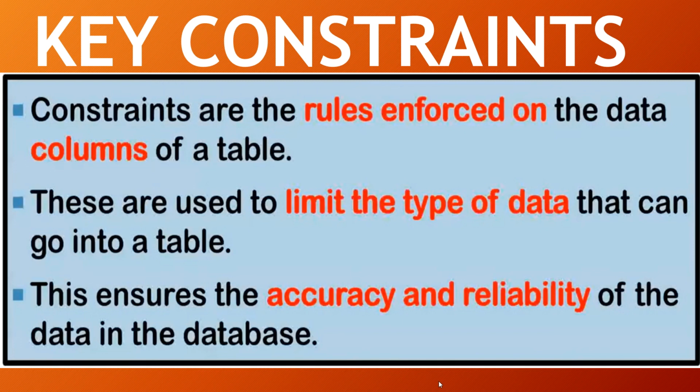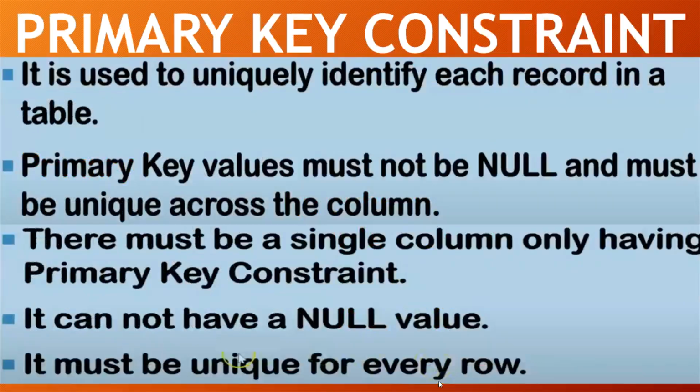It limits the type of data that can go into the table. You can apply checks because of the key constraints. So the very first key constraint available is primary key constraint. Primary key, we have already learned in our video what are the different keys, in which we have learned that primary key always accepts unique values, unique records.